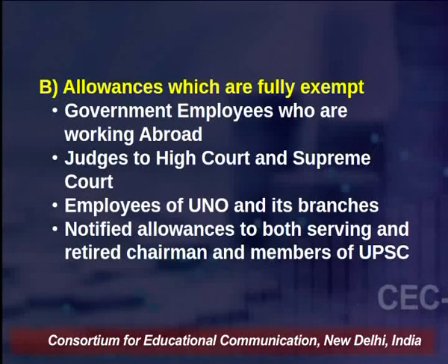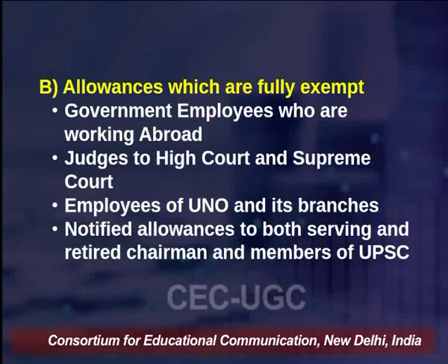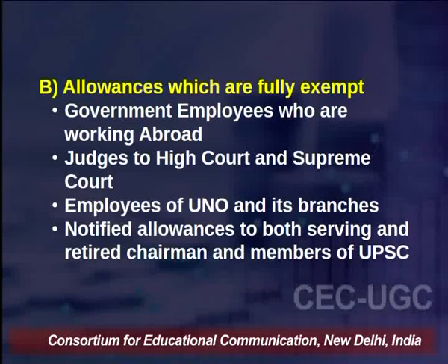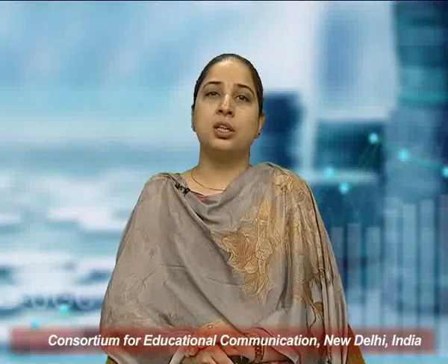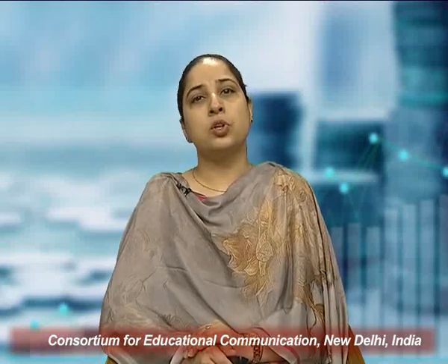Now, as I mentioned, we divide the allowances into different categories, right? So the first one is where we consider the actual expenses incurred by the employee. The second category of allowances are those which are fully exempted in the hands of the employee. That means all these 4 sorts of allowances are exempted in the hands of the employee. The number one being the government employees.